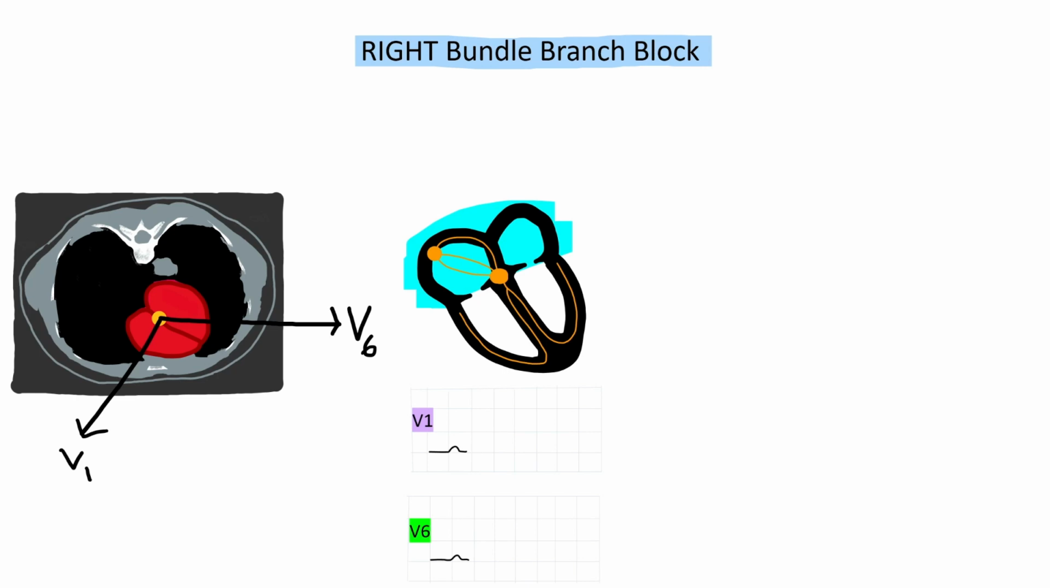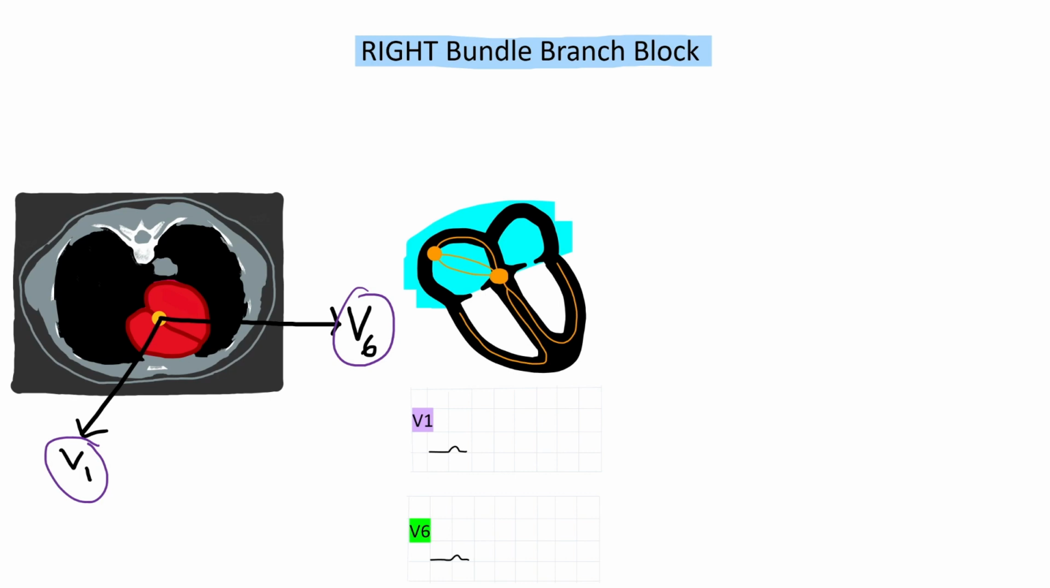Hello, I'm Rahul, a junior doctor in the UK, and today I'll be discussing bundle branch blocks, both the criteria for diagnosis as well as the causes. Let's start off with a right-sided bundle branch block. Best way to learn this is by looking at V1 and V6. V1 effectively looks at the right side of the heart, V6 looks at the left side.